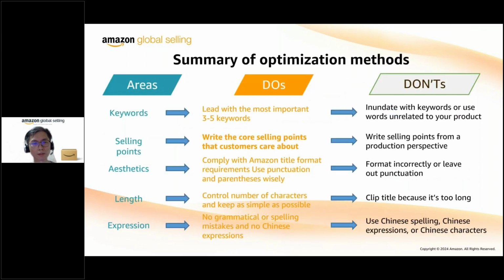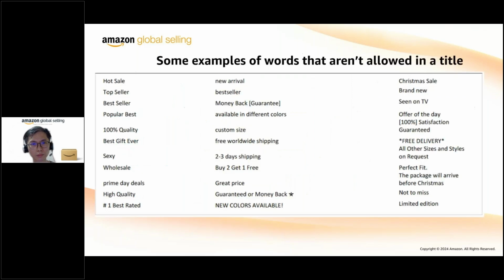This is what I think is very important as a summary of the different areas that you should do and should not do. I won't touch too much on this; you can read it through. So take note that you're not allowed to use this kind of keyword in the title typically. If your listing gets flagged, you should check your title. Does it contain these kinds of words? These are the words that are not allowed because they're not compliant with the product title requirements.